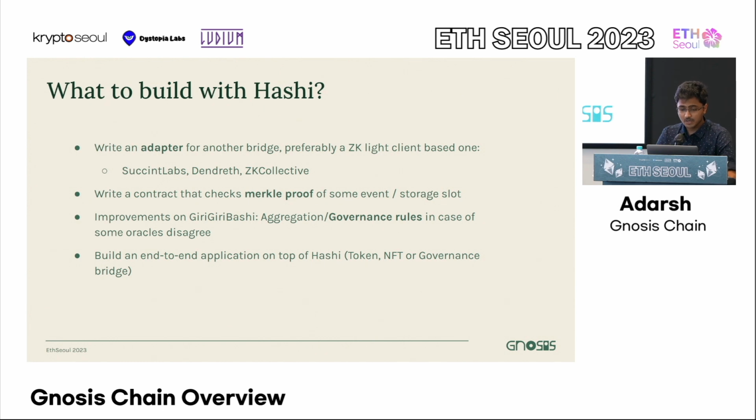Now, there are some projects that we would like developers to build on top of Hashi. That includes maybe writing an adapter for another bridge or a ZK client. And there are some improvements that we would like you to make on Hashi, like new consensus mechanisms for when oracles disagree with each other, or building a governance bridge, and some end-to-end applications on top of that. Apart from these, just be as creative as you can, send us a proposal, and we'll review it and get back to you.